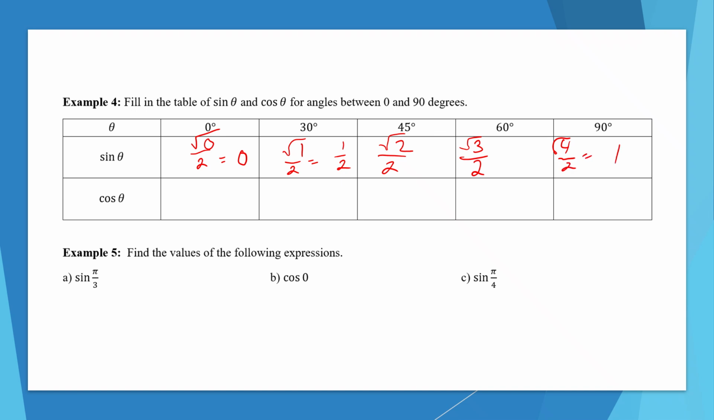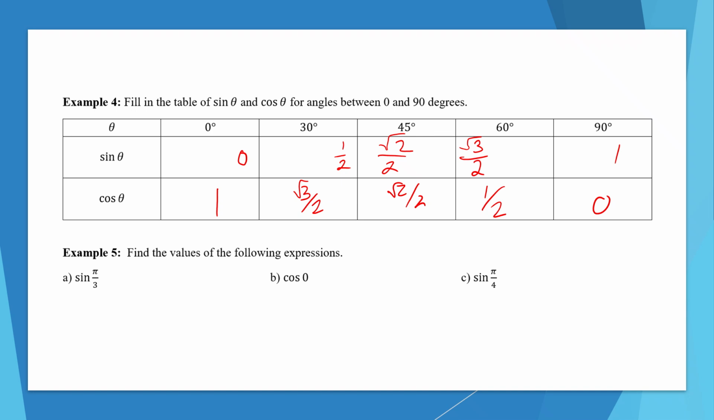Now let's flip it. So this going from right to left here. 1, root 3 over 2, root 2 over 2. So 45 will stay the same. 1/2 here, and then 0. So that should be how you would get your sine and cosine values for the first quadrant there. That would be our table.